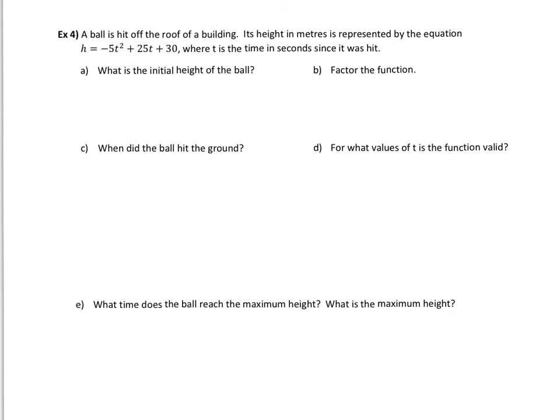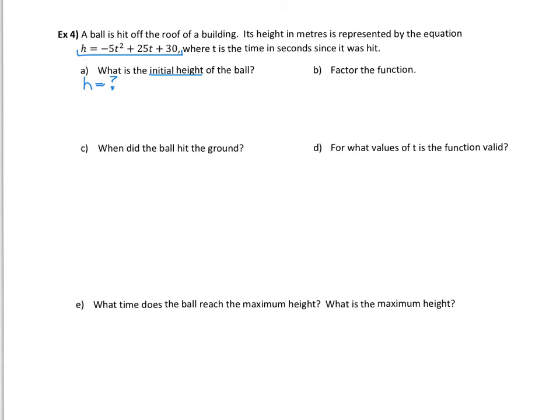Okay, for this example, we have a ball being hit off the roof of a building. Its height in meters is represented by the equation I've given to you here, where t is your time in seconds since it was hit. So h is your height and t is your time in seconds. Part A says, what's the initial height of the ball? So we are being asked for height. So what is the initial height? Height is equal to something.